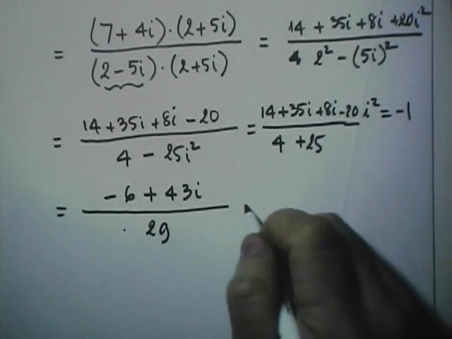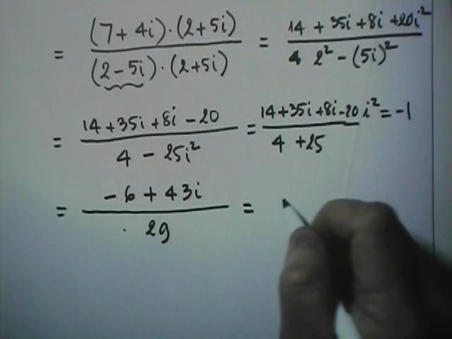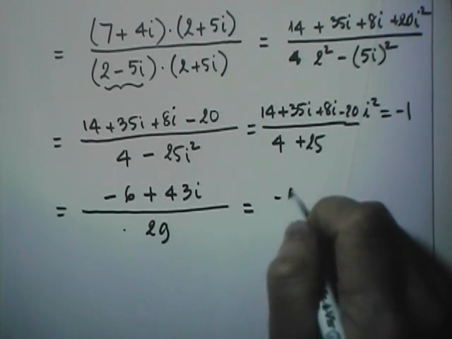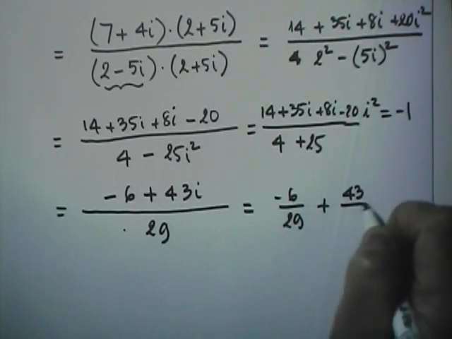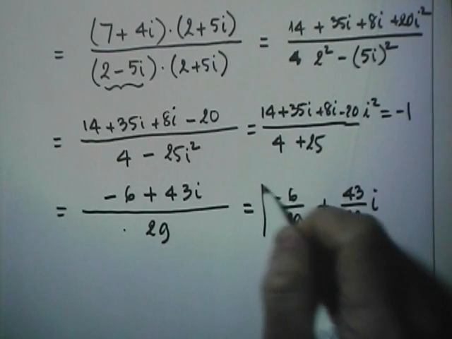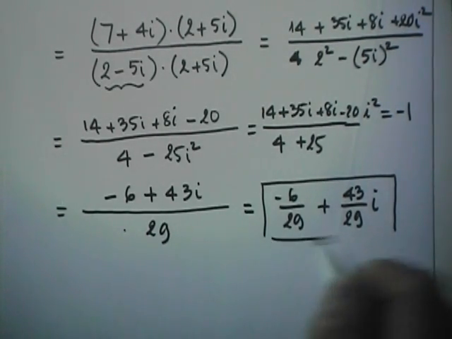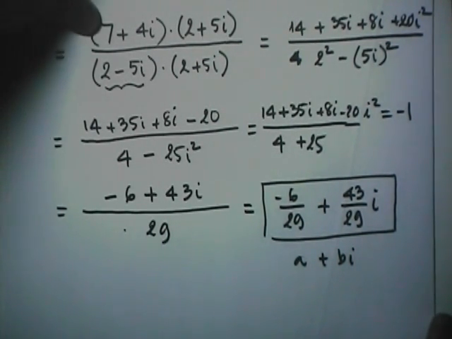And so now at this point here, all I have to do is just break the fraction apart, right? Break the fraction apart. So I have minus 6 over 29 plus 43 over 29 i. So now at this point here, I'm happy. Why is that? Because my answer right now is in the form of a plus bi, one complex number. Okay?